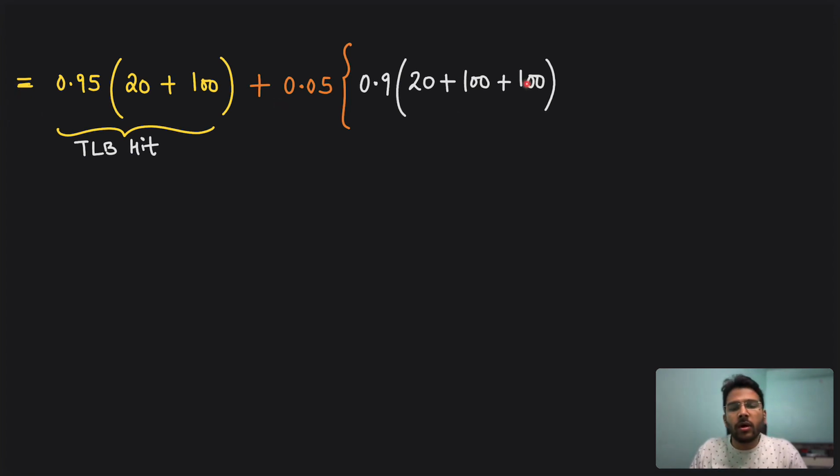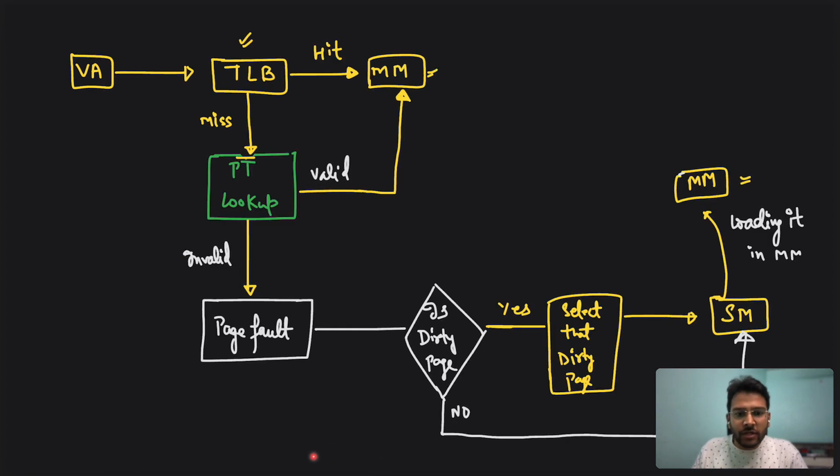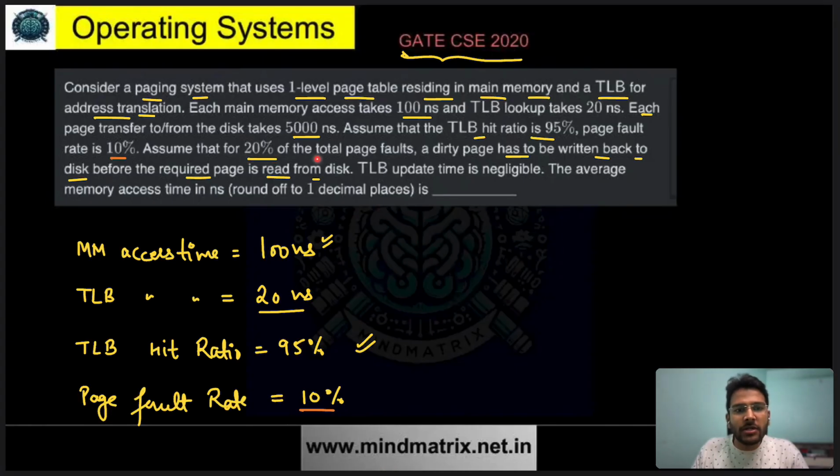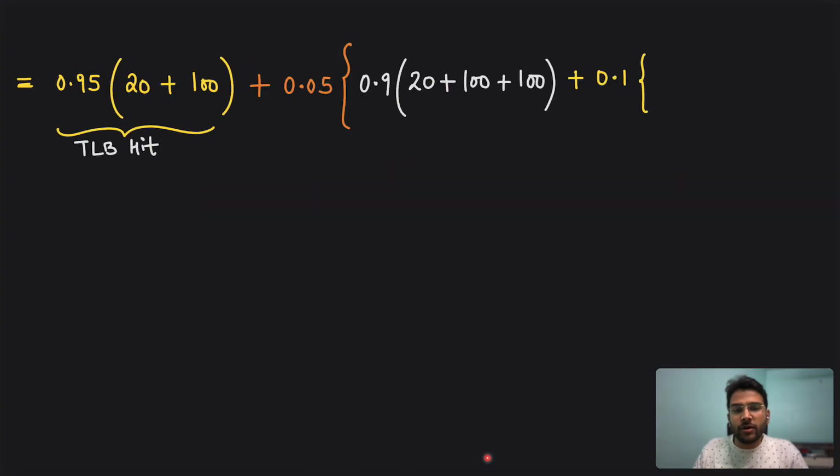Now, if there is a page fault, so page fault rate is 10%, that means 0.1. If there is a page fault, then if you see in the question, it is given that for 20% of the page faults, you are going to perform this dirty page task, right? You have to perform for 20%. So if there is a page fault, for 20%, you are going to perform that dirty page task. That means for 80%, you are not going to perform that task.